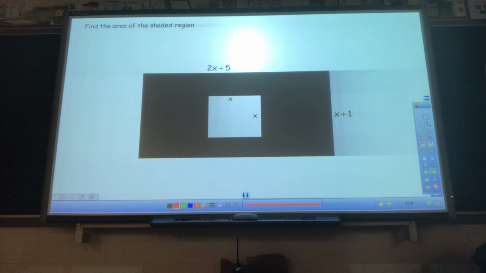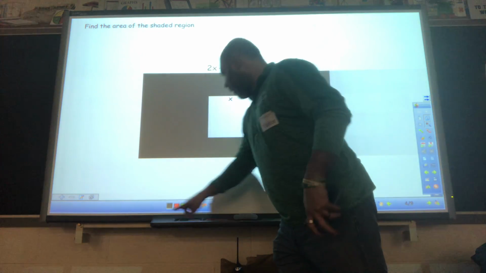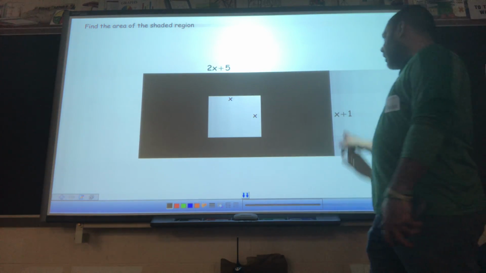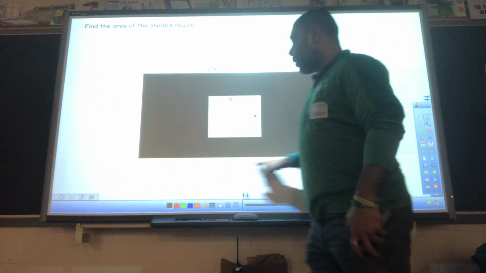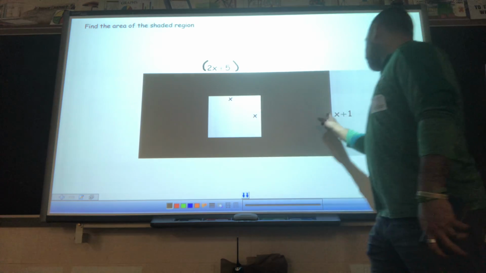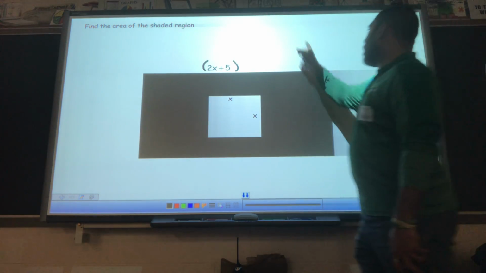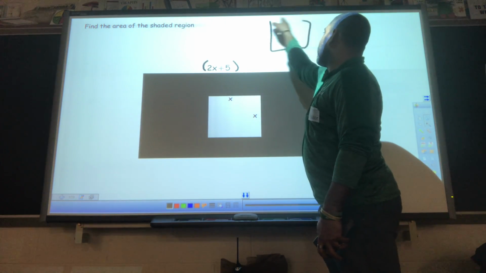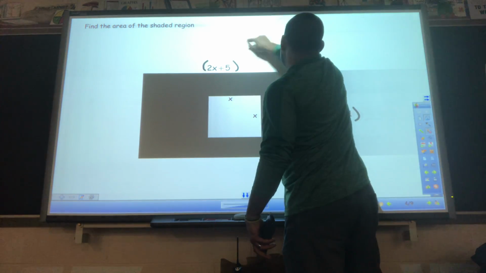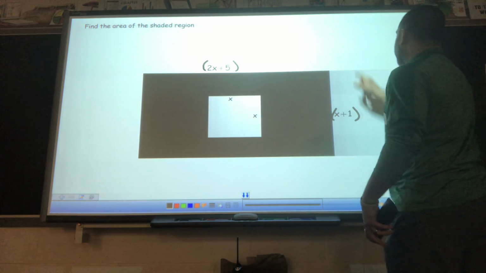All right, similar concept as what we just did. If I want to find the area of the shaded region, first I need to get the area of the big box. For the area of the big box, I have 2 binomials multiplied together. So I'm going to make my 2 by 2 box, which might not be big enough right there. Let's make it a little bigger.